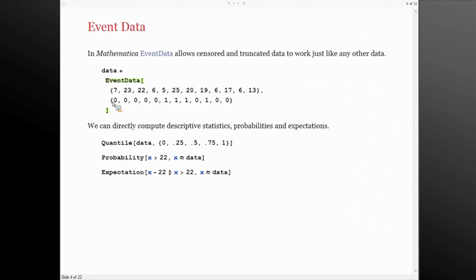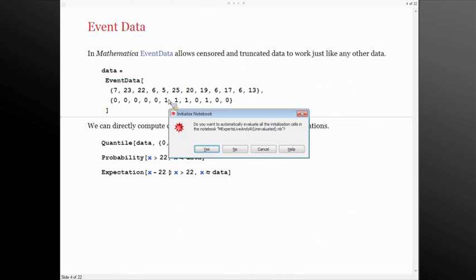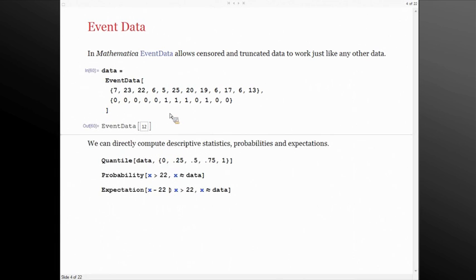The second argument to EventData here is a list of censoring indicators. In Mathematica, a 0 indicates that the individual died or the unit failed or something like that, and a 1 indicates right censoring. It didn't fail by the end of the study. So once I enter that into the system, I can work with it just like any other data.